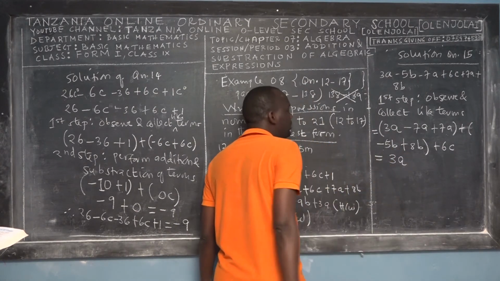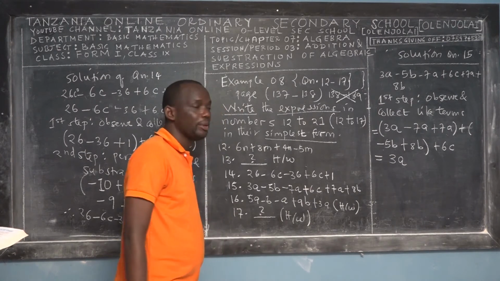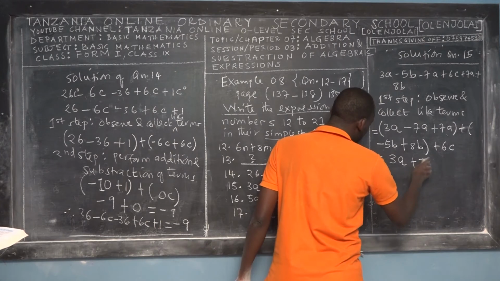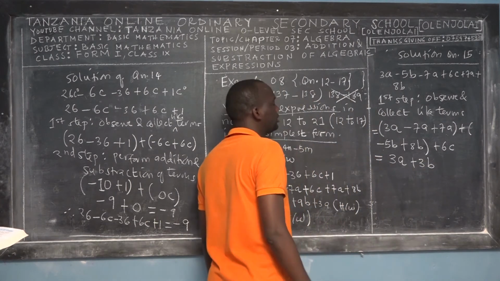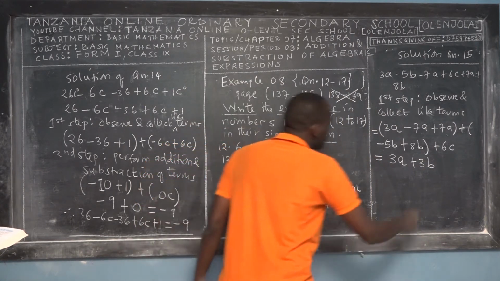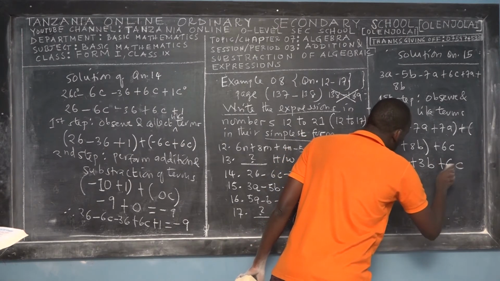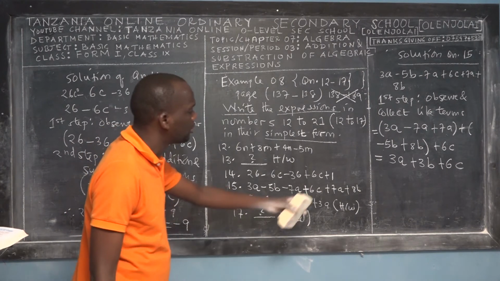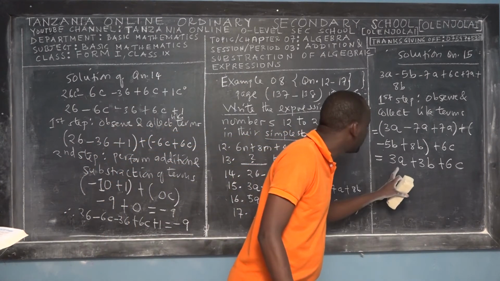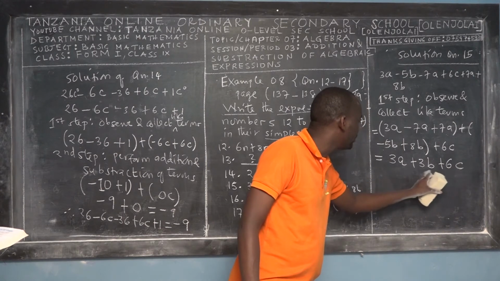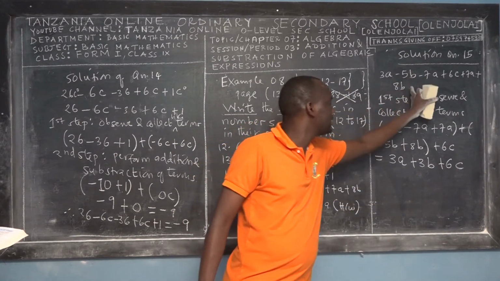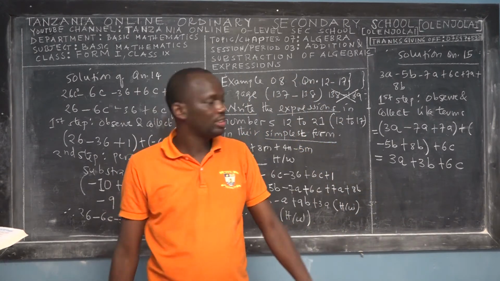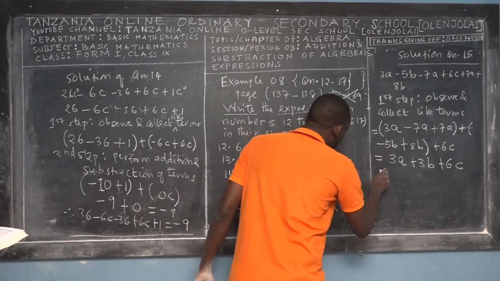Then negative 5b plus 8b is equal to what? 3b, right? So then we say that this is plus what? 3b, right? And then we say that plus what? 6c. Plus 6 what? C. But you cannot simplify further from there. So how many terms do you have? 1, 2, 3. Tuna terms tatu. Moja, mbili, tatu. So we had 6 terms. Now we have what? We have simplified to 3 terms. That's the meaning of simplification.